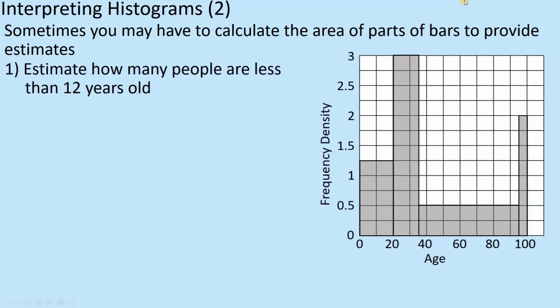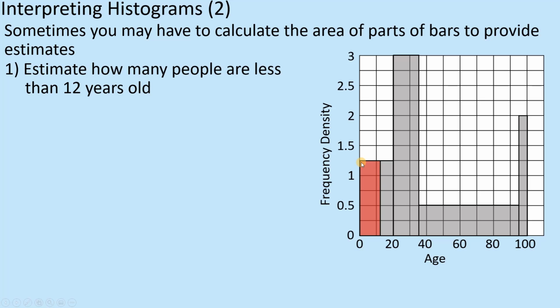So estimate how many people are less than 12 years old. All right, so when we're looking at this one, you've got an age range that goes from 0 to 100. And if I'm going to estimate 12, it's going to be roughly around about here. Because I'm trying to figure out the actual numbers, it's the area of that bar from 12 underneath. I'm going to highlight it now so you can see it.